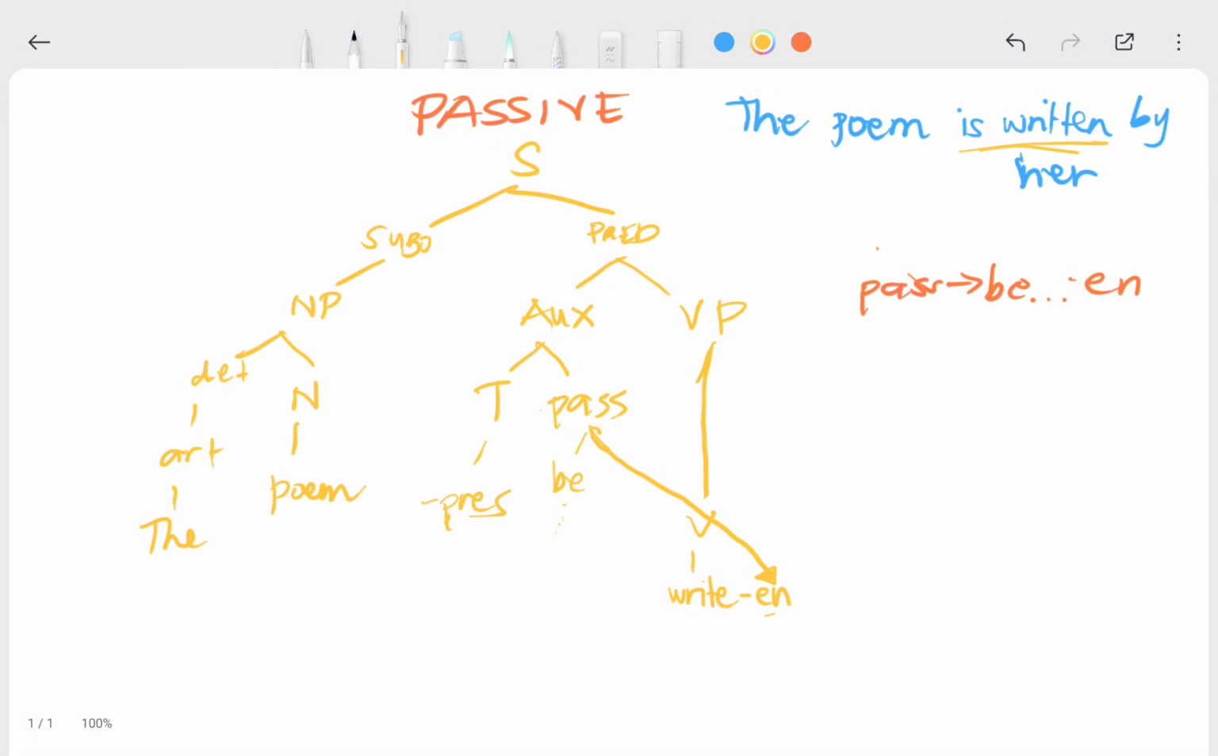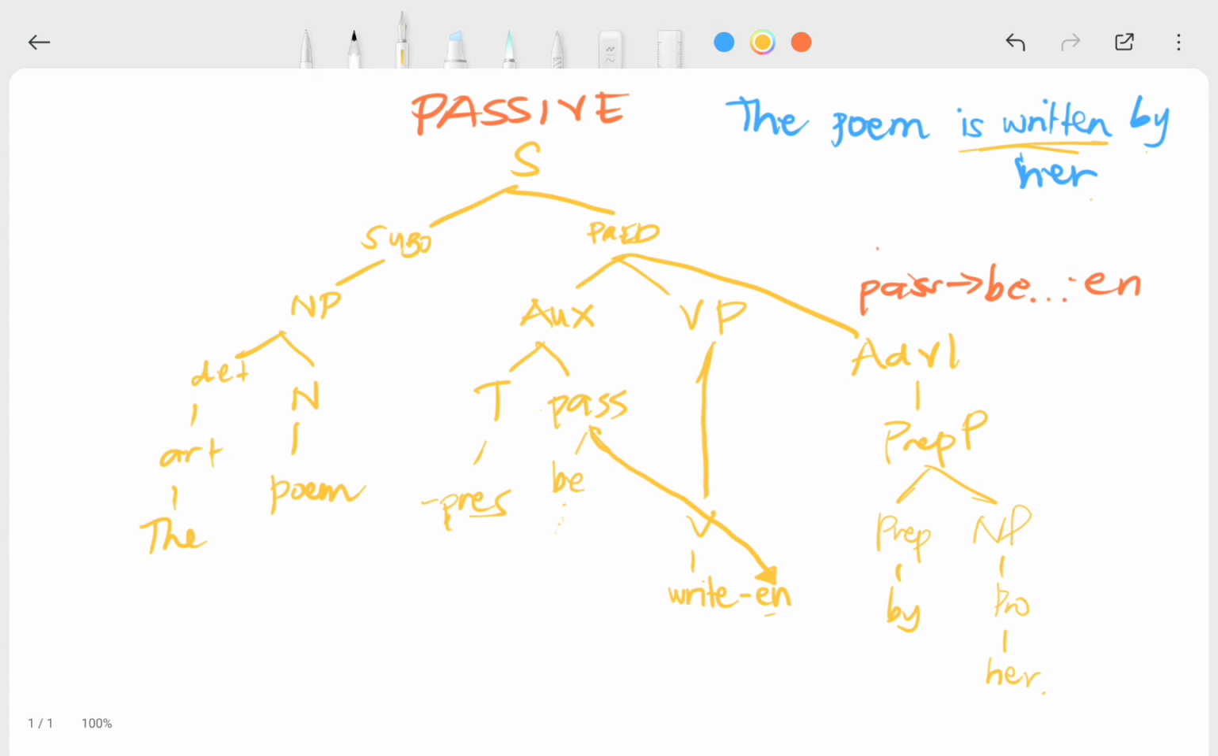Then, the poem is written by her. The poem is written. The by her will be the adverbial. Okay. By her, prepositional phrase. So, adverbial, prepositional, prep, by, then NP, pro, her.